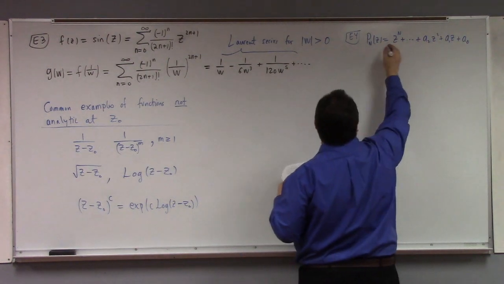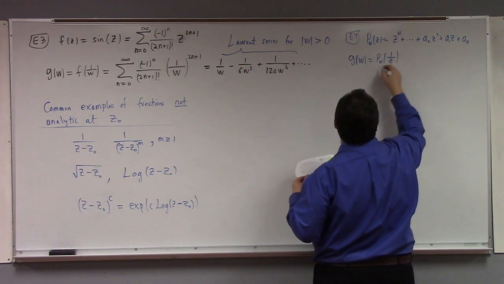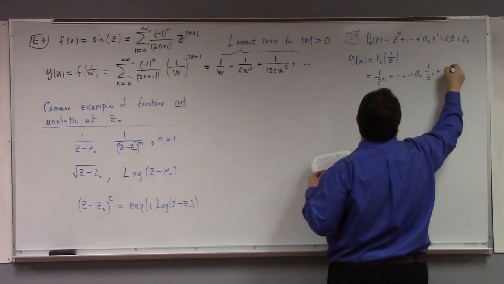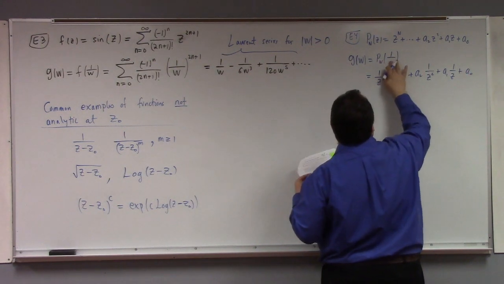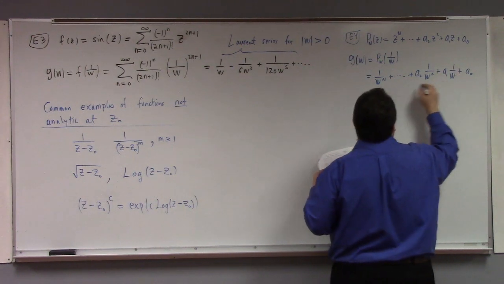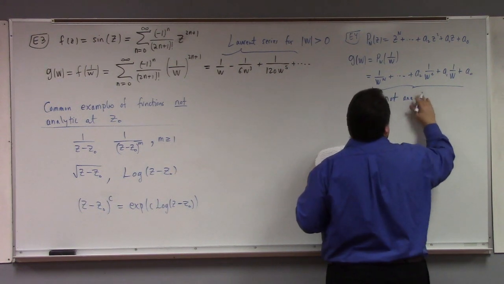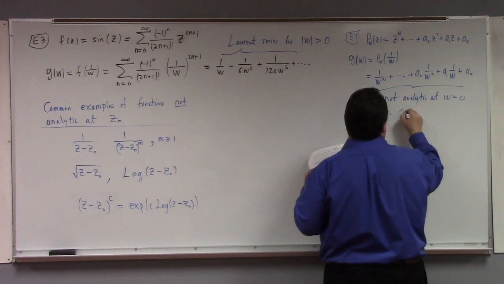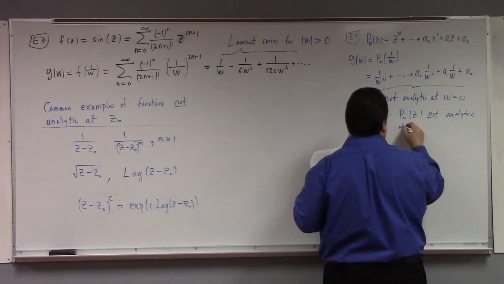This would decidedly not be analytic at infinity because, in this case, g of w would be P n of 1 over w, which would be equal to 1 over w to the n plus a2 times 1 over w squared, plus a1 times 1 over w plus a0, right? My bad, I was supposed to do 1 over w. Sorry, I'm trying to stick with the notation I was using. So this is certainly not analytic at w equal to 0, and therefore P n of z is not analytic at infinity. All right.